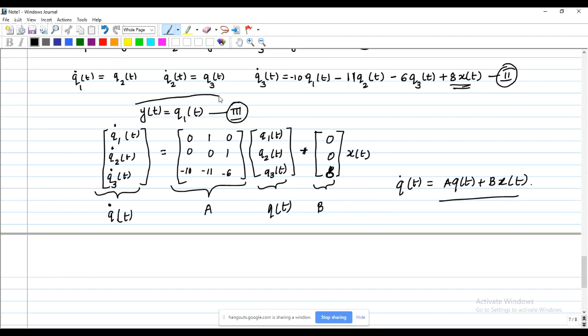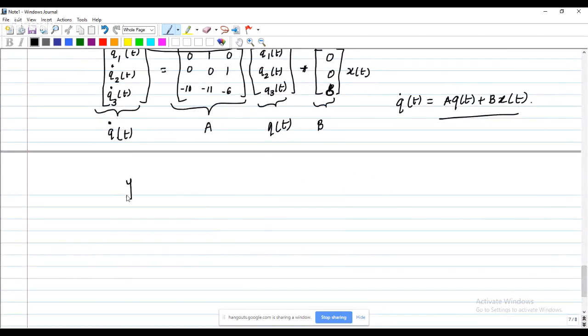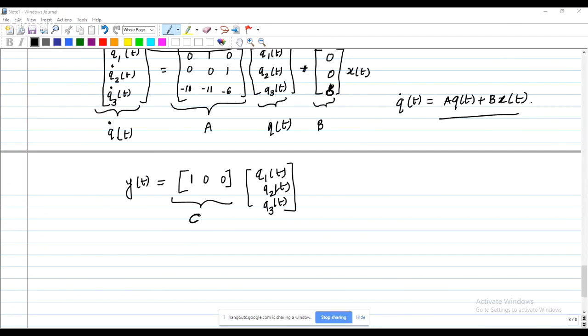Now, using the third equation, I'll write the output matrix. So, using the third equation, we get y(t) equals, we have only q1 dependency, so it will be 1, 0, 0. And here I will have in terms of q1(t), q2(t), and q3(t). This is what the three equations are. So, this is my C, and there's no D over here. Okay. How many people understood this problem?